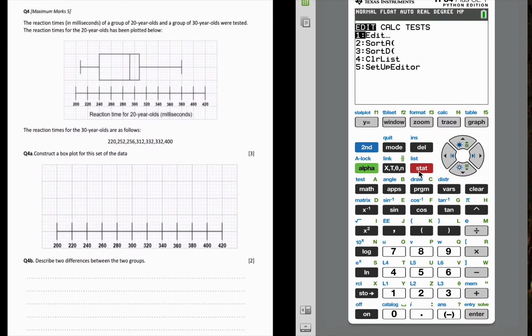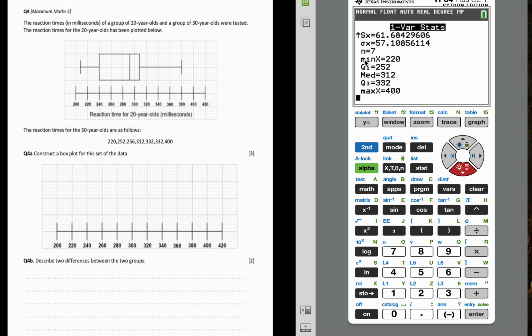And then we're going to go to Statistics, Calculations, and we have one variable. Make sure that your frequency list is blank because we don't have a frequency. Everything just appears once. And then we're going to calculate that information. And if we scroll down, here we find everything we need for a box plot.